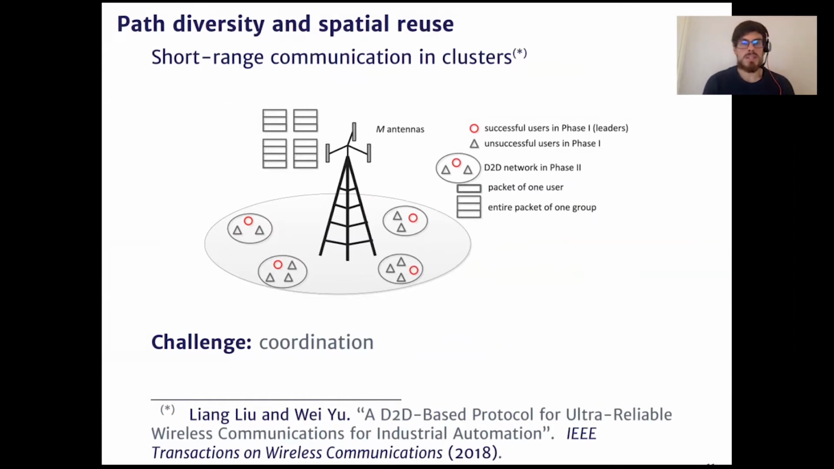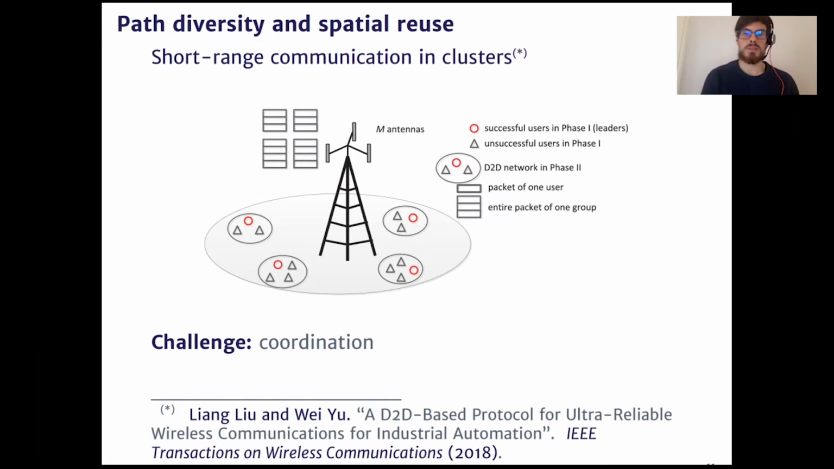Another way of achieving this, now that we have seen power allocation, is through path diversity and spatial reuse. So this paper proposes the use of short-range communication in clusters. As Chedomir also already mentioned, not all of them are really doing URLLC. Some of them are doing URC, for example. Some are doing low latency. Well, this is well branded as ultra-reliable communications.